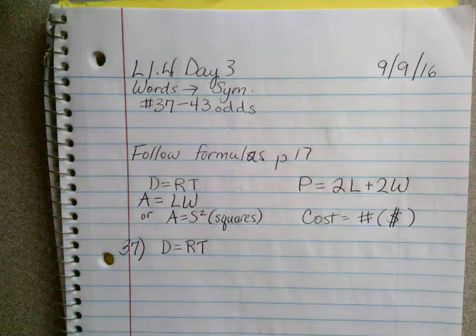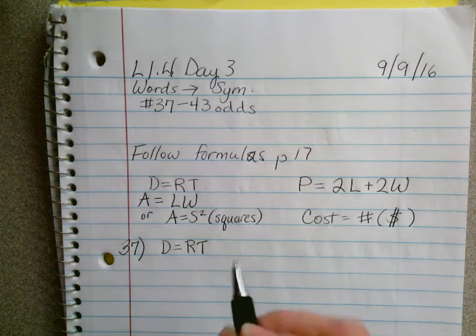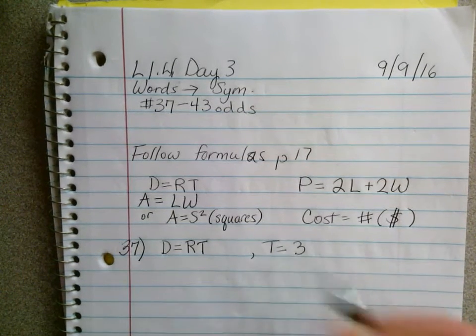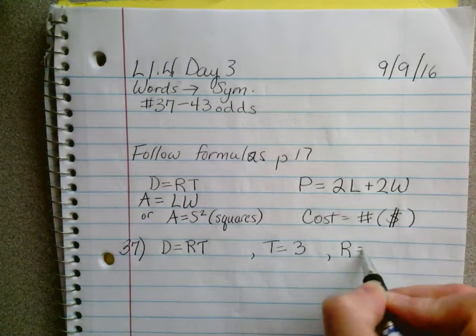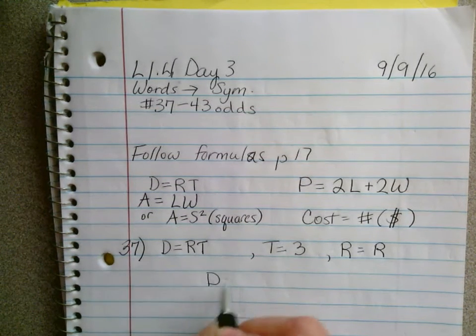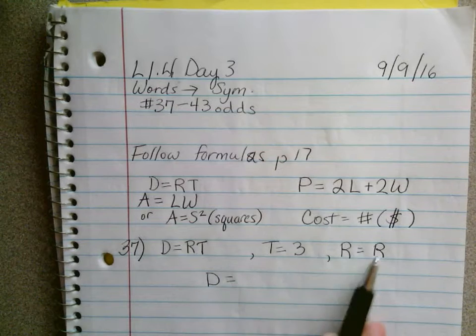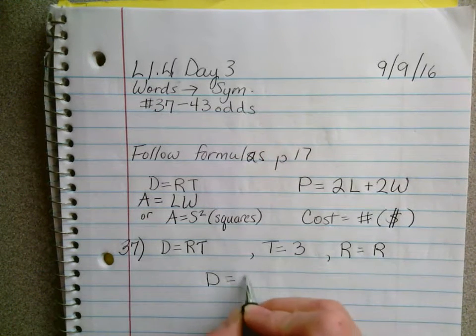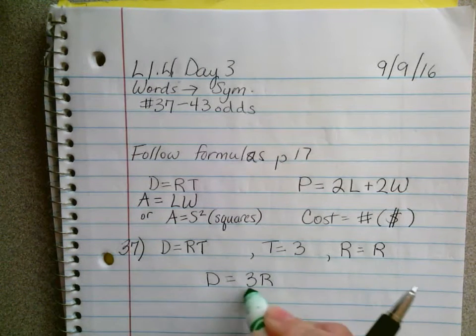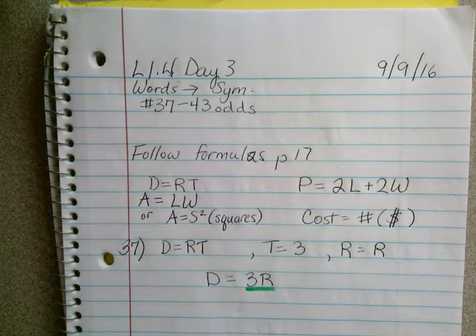According to number 37. Lee, go ahead. She said we know time. Time equals 3. They do tell us that R is just equivalent to a variable, right? We don't know, but we do know that. So distance is equivalent to rate times time, which is 3R. 3R is the best answer you can give. You do not have any more information with which to explain anything. Okay?